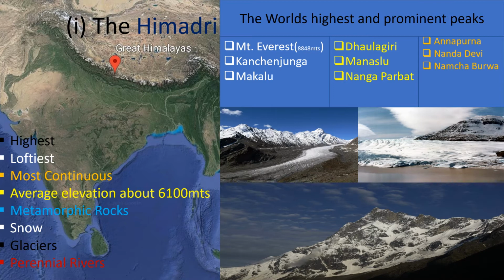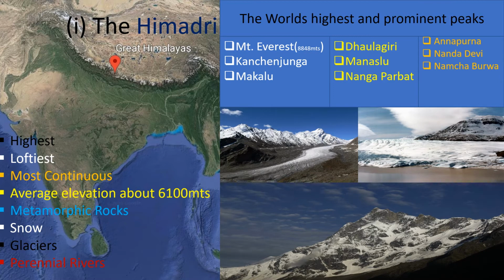and this is composed of crystalline and metamorphic rocks such as granites, etc. And most of the Indian perennial rivers have their origin at these glaciers. Now let us see the world's highest and prominent peaks.